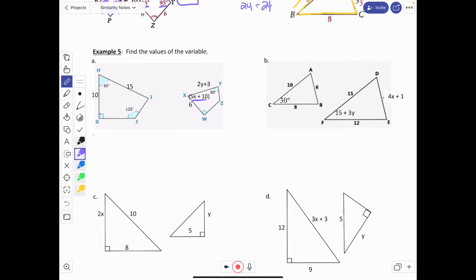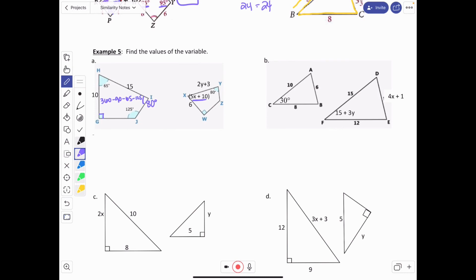So if this is 90 degrees, remember a 4-sided shape is 360 degrees. So to get this angle, I'm going to do 360 minus 90 minus 65 minus 125 to get what that angle is. Okay, so 360 minus 90 minus 65 minus 125. So this angle here is going to be 80 degrees.